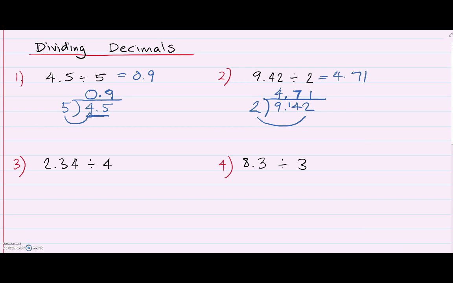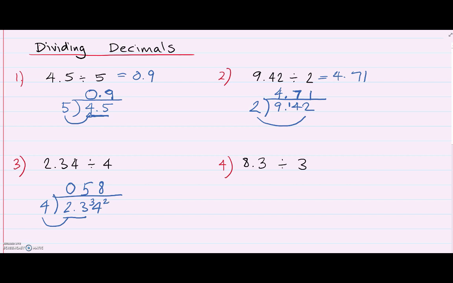I'm going to speed this up a little bit now. 2.34 divided by 4. I need to set up my division symbol with the 4 on the outside and the 2.34 on the inside. 4 into 2 doesn't go, so I put a 0 down. 4 into 23 goes 5 times with 3 left over. 4 into 34 goes 8 times with 2 left over.